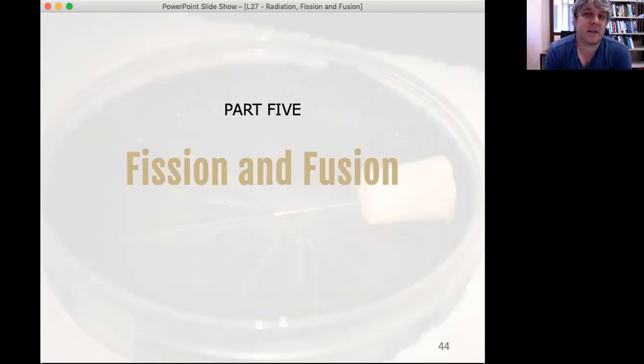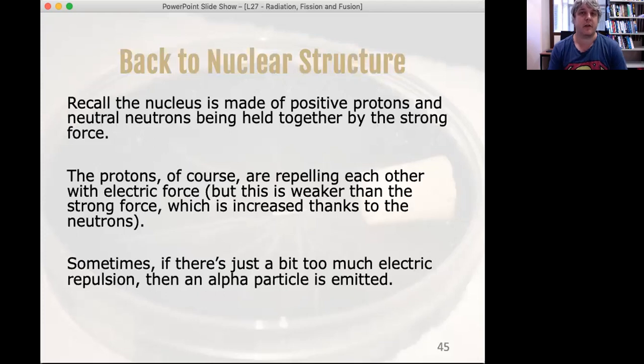This last part is the last part of this lesson. It's also the last part of the radiation, the nucleus, the atomic structure section as a whole, and it is on fission and fusion. So it's going back to the idea of the atomic structure, the structure of the nucleus.